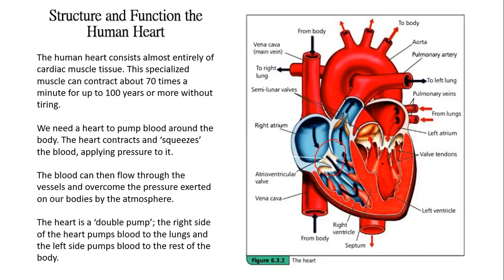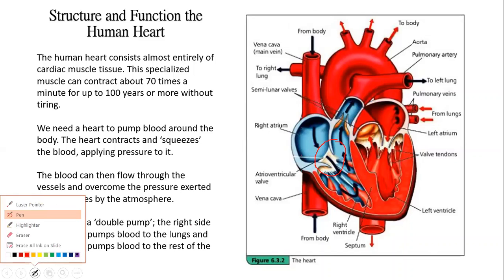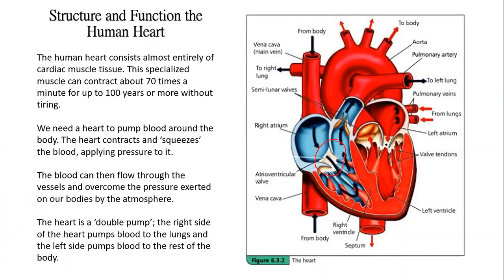When the left ventricle contracts, okay, let me use a different color. When the left ventricle contracts, this valve here, the bicuspid valve or the mitral valve, must close to prevent blood from flowing back into the left atrium. Okay.